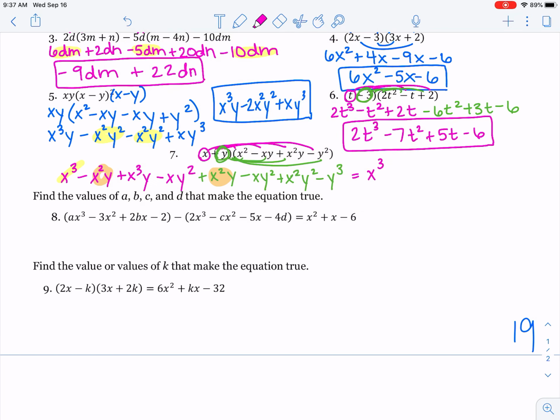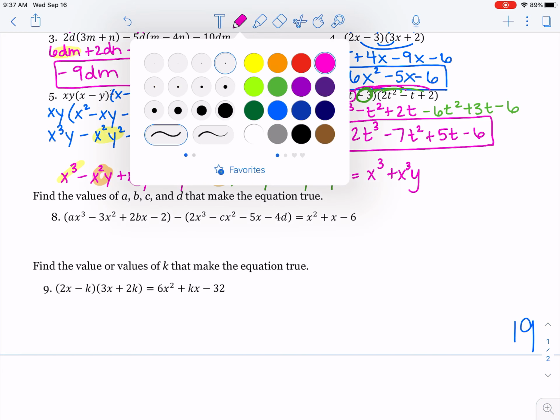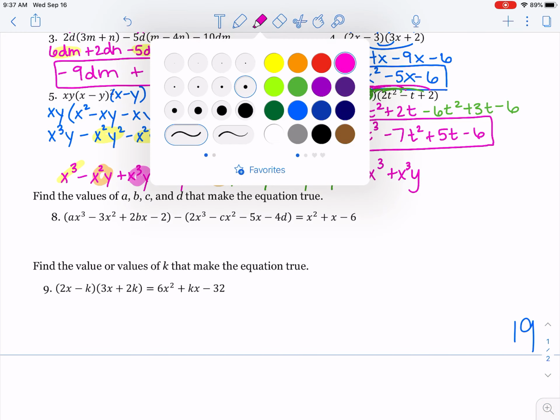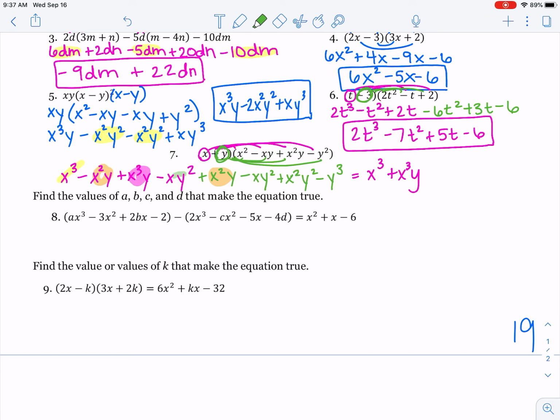X cubed y. xy squared, xy squared. So there's 2 of those. And then I have my last 2 terms, which cannot be simplified.